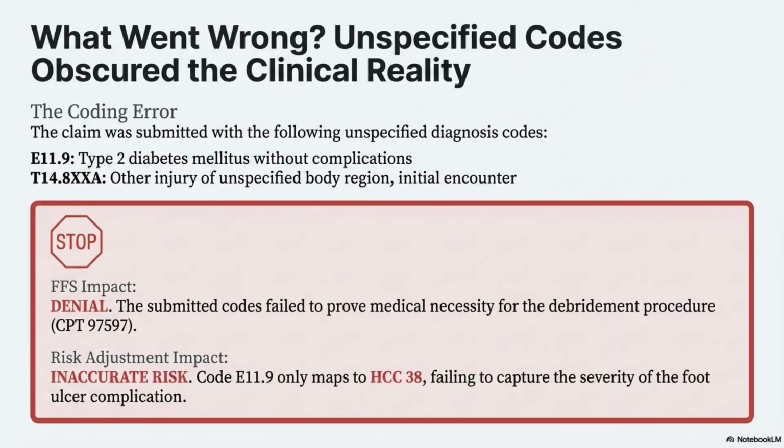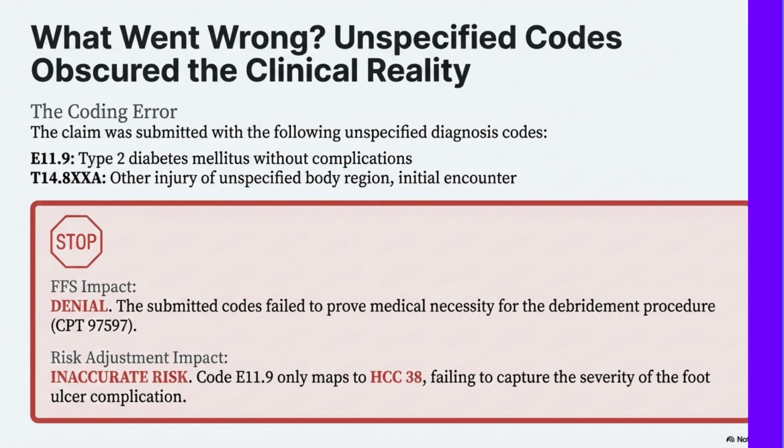Here's where things fell apart. The claim was submitted with E11.9, diabetes without complications, and T14.8, unspecified injury of an unspecified body region. And as you can imagine, the claim was denied. The codes didn't match the clinical reality, and the payer couldn't justify the debridement.